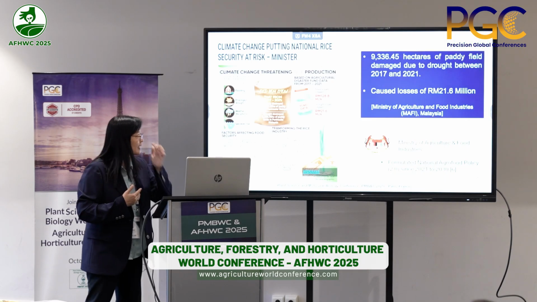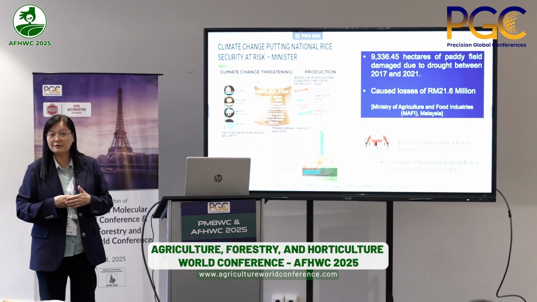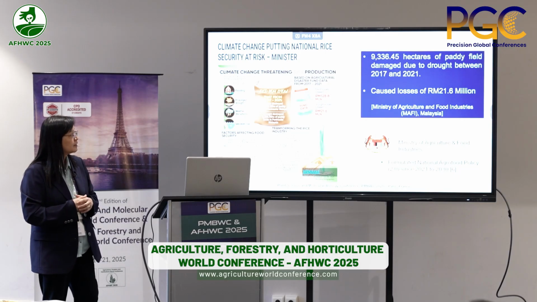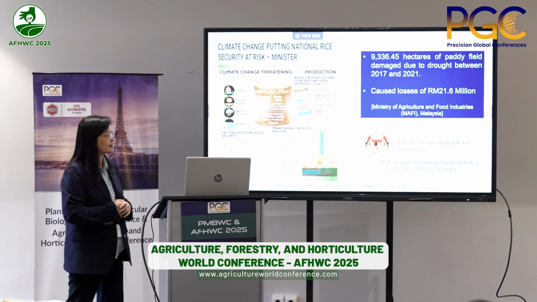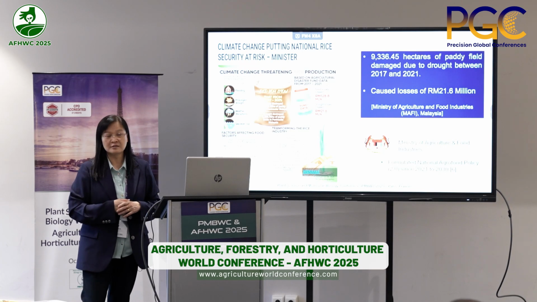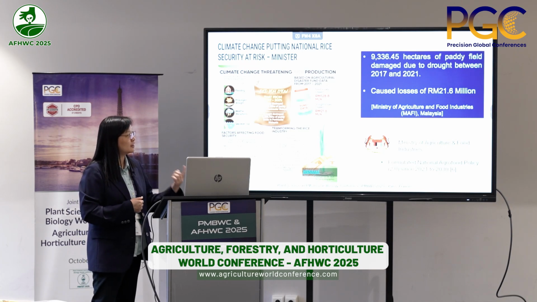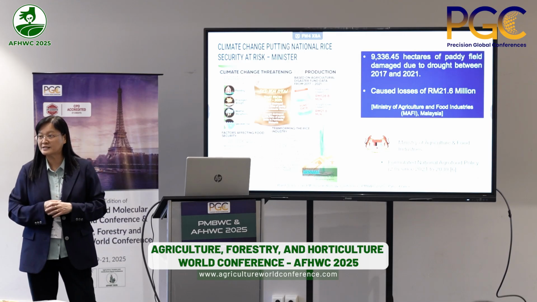Looking specifically at global climate change in Malaysia, the statistics show that about 9 million hectares of our paddy field were damaged by drought between 2017 and 2021. With all these damaging effects on paddy fields, it caused a loss of about 21.6 million.